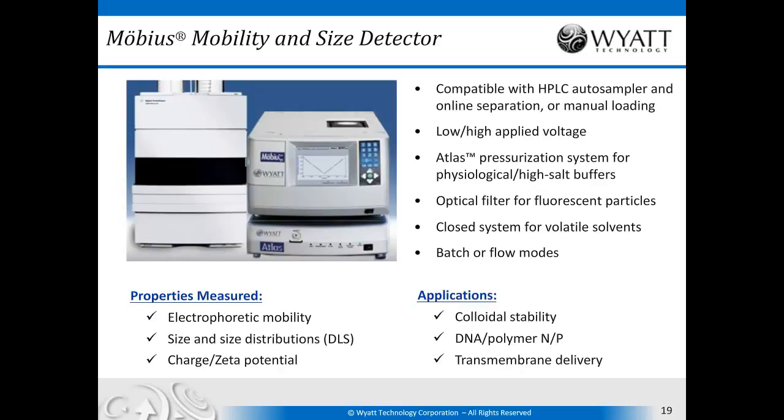The properties that this tool measures are electrophoretic mobility, size and size distribution through DLS, and the combination of the mobility and the DLS gives you the charge or the zeta potential on your molecules or particles. Applications include colloidal stability, so the zeta potential is most often used to promote the stability of the colloids, but this charge measurement also allows you to look at things like the DNA polymer NP ratio, which can be optimized for transmembrane delivery.